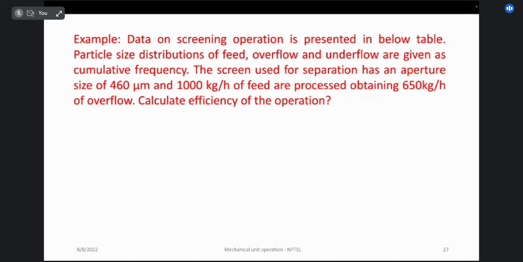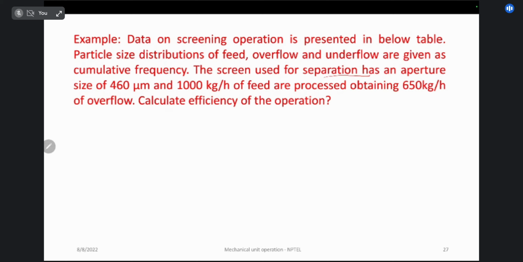Now, data on a screening operation is presented in the table. Everywhere in screening practical examples and operations you always find tables, because there are many screens and many fractions. So from the table you need to calculate the effectiveness, or the diameters, everything. First you need to simplify the table in order to do the calculation. The screen used for the separation has an aperture size of 460 micrometer and 100 kg of feed. The process obtains 650 kg overflow. Calculate the efficiency of the operation.